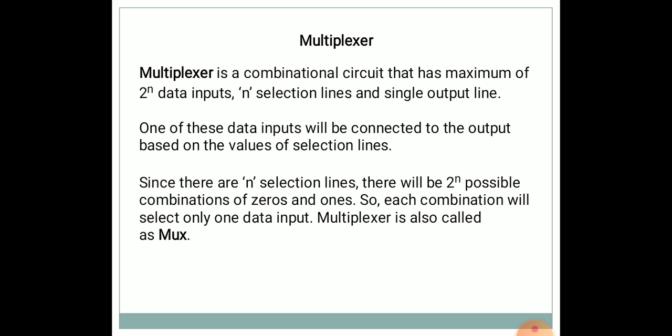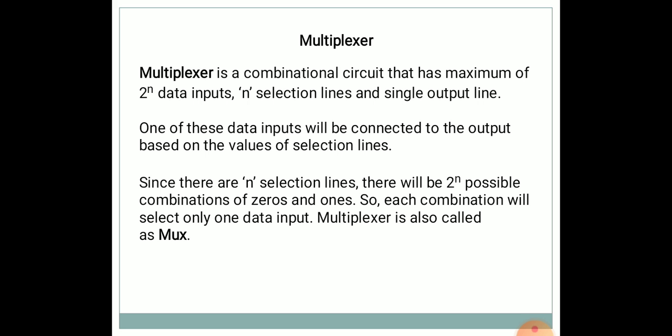A very simple example of a non-electronic circuit of a multiplexer is a single pole multi-position switch. And multiplexers can handle two types of data: analog and digital data.